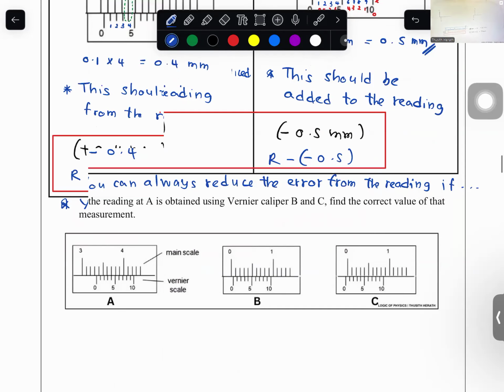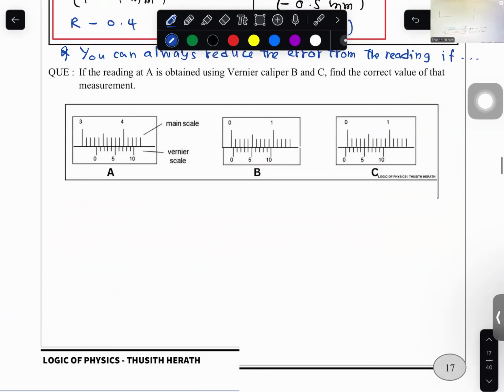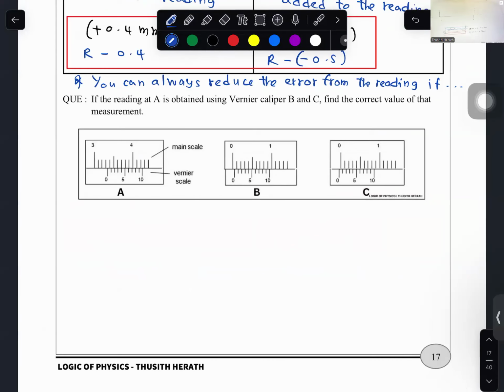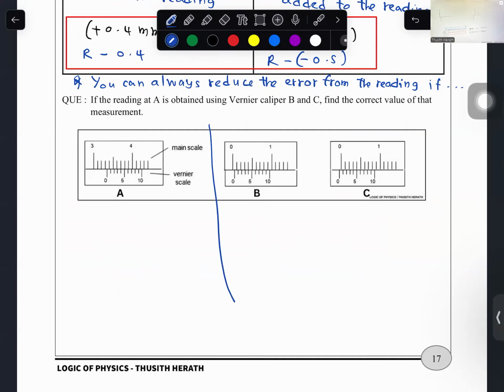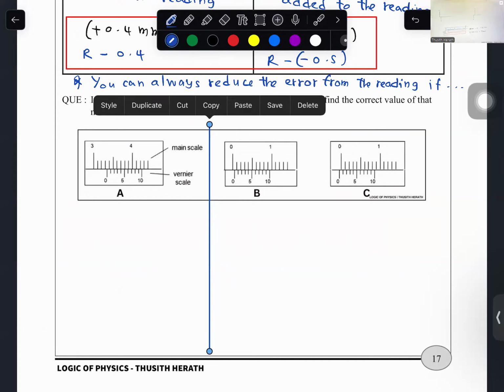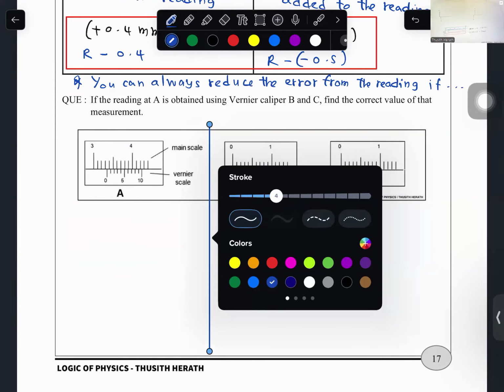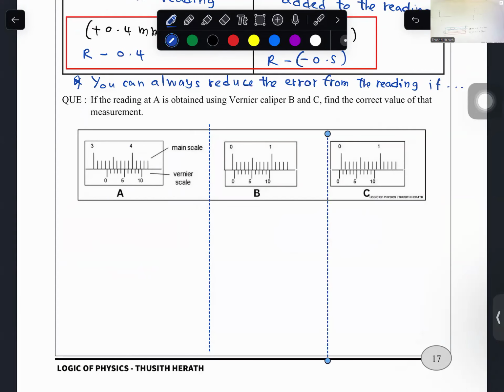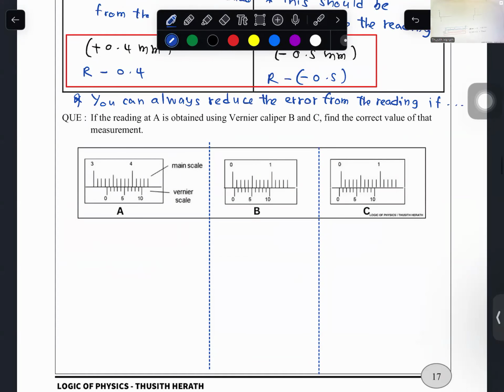Okay, for the last part of today's session, I will divide this into 3. Here A is the measurement you have taken. B and C are the 2 vernier calipers which have 0 errors. So they are asking, if the reading A is obtained using vernier calipers B and C, find the corrected value of the measurement.